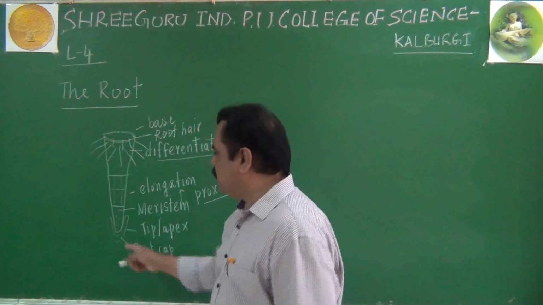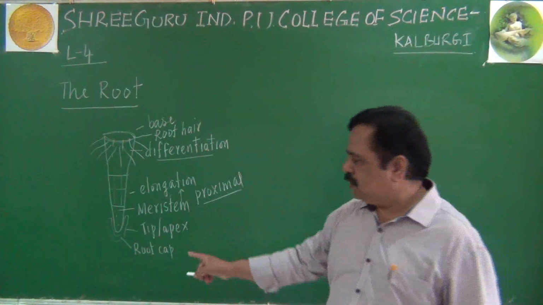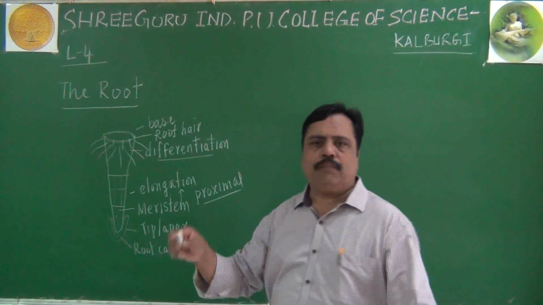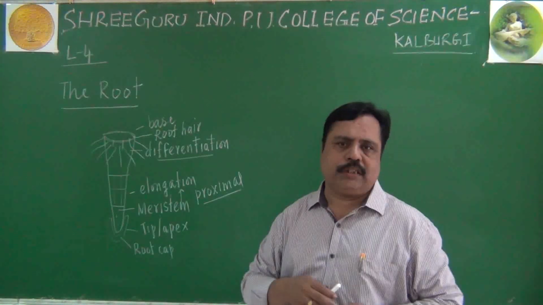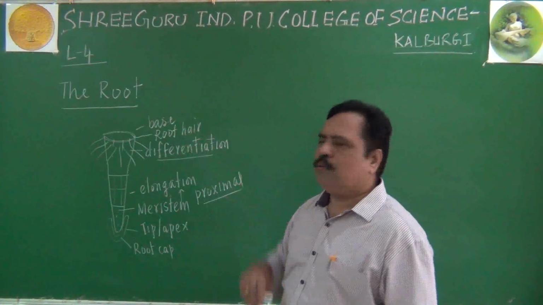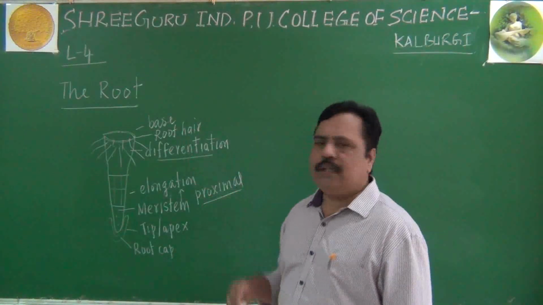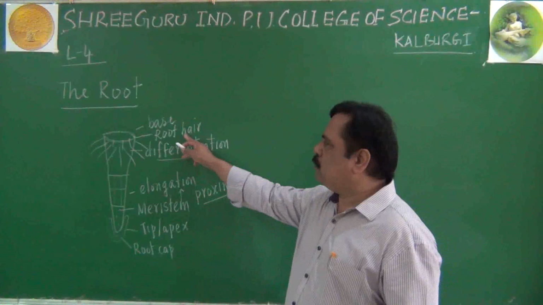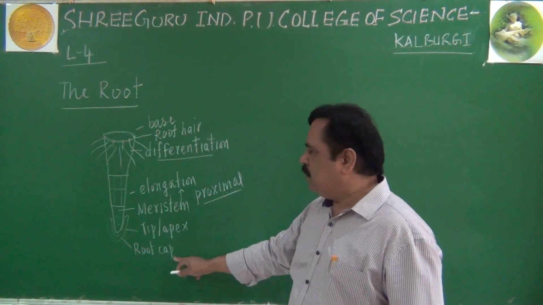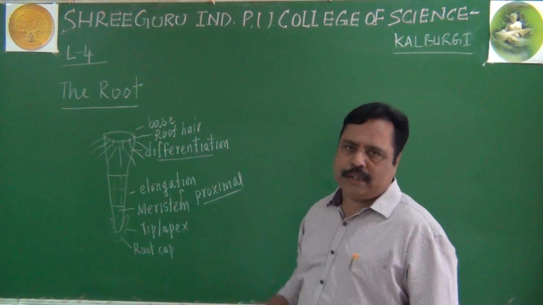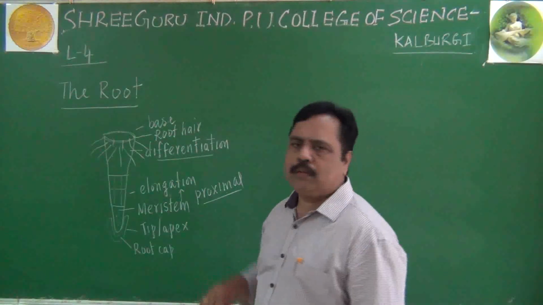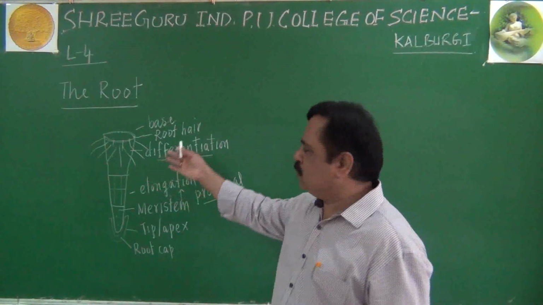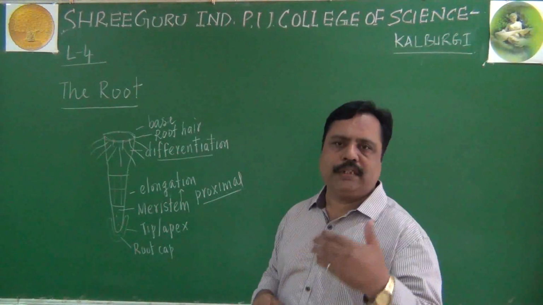Dear students, remember, root cap is meant for protection, protecting the tip of the root while penetrating into the soil. What is the function of root hair? Root hair is meant for absorption of water and minerals. So absorption is the function of root hair, whereas protection is the function of root cap. Very important 5-mark question. Sometimes even in NEET and CET exams, questions can be asked based on these regions.